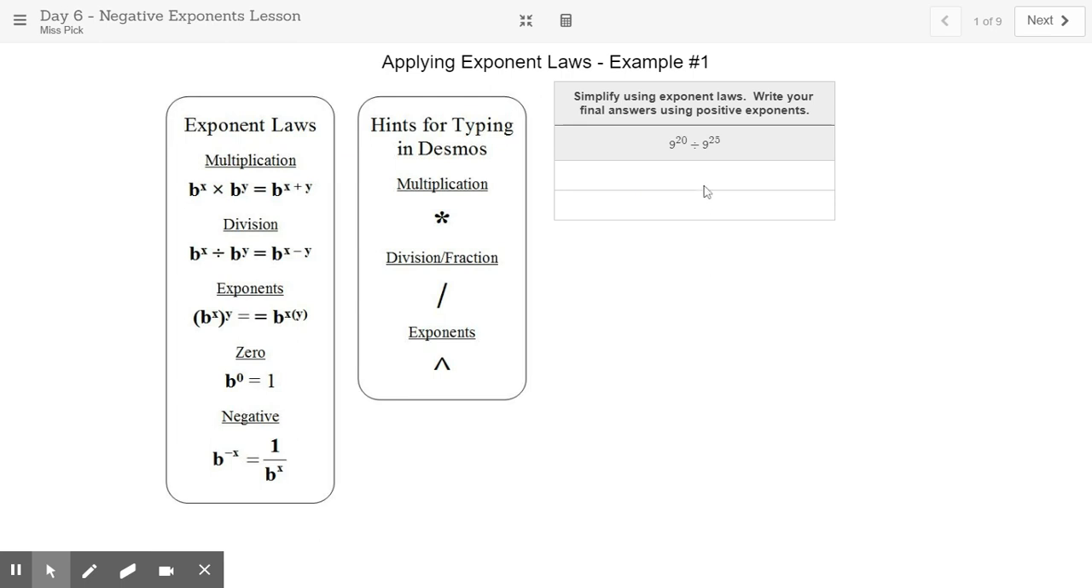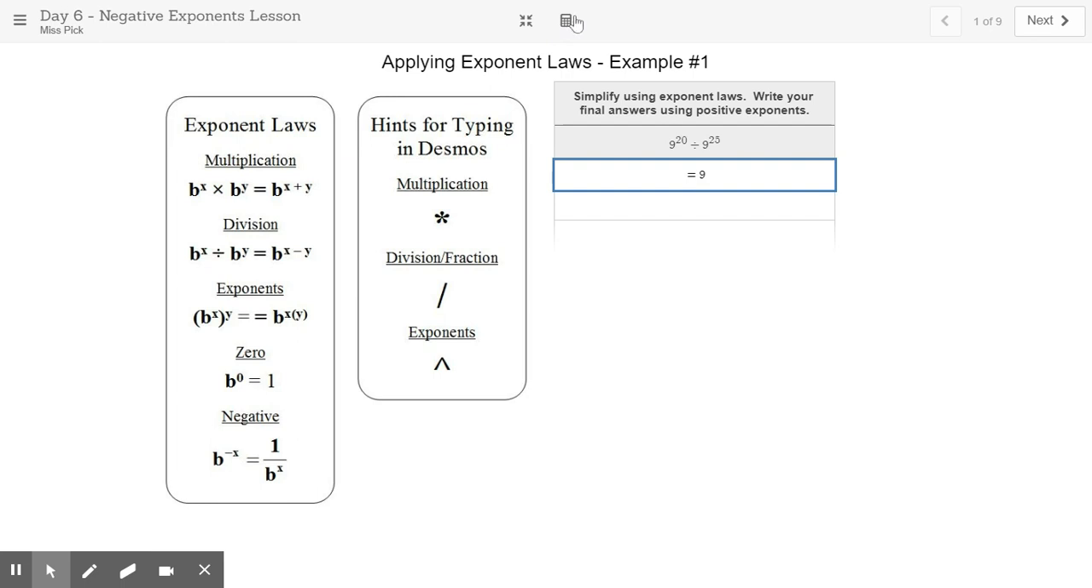So this is division, which means we can subtract the exponents. When you have the same base and you're dividing, you leave the base the same and subtract your exponents. So I'm going to click in that first square. I'm going to type equals to start. The base is still going to be a 9, and then I want to do the exponents being subtracted. So 20, take away 25.